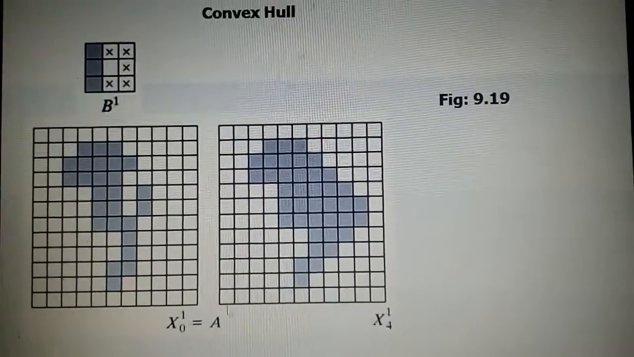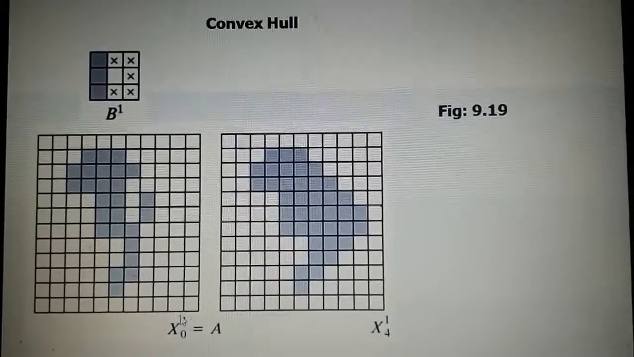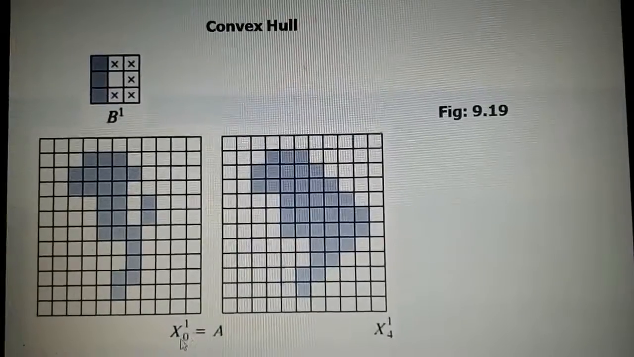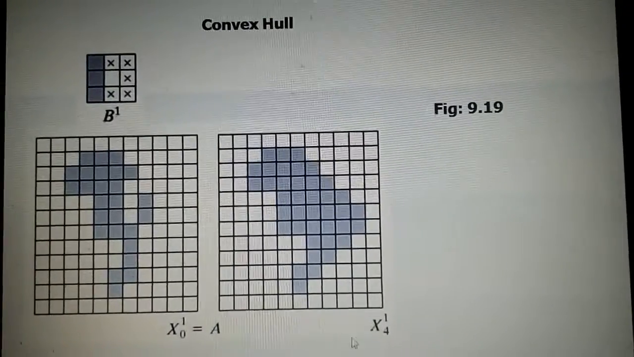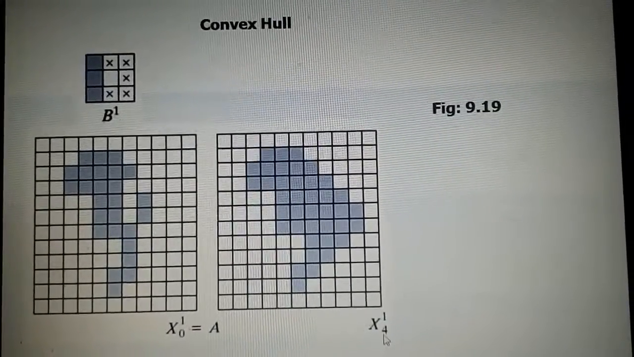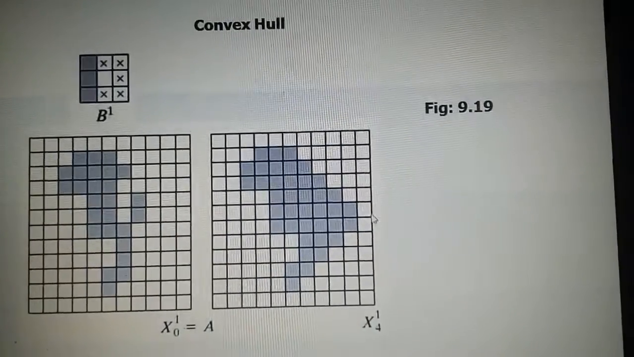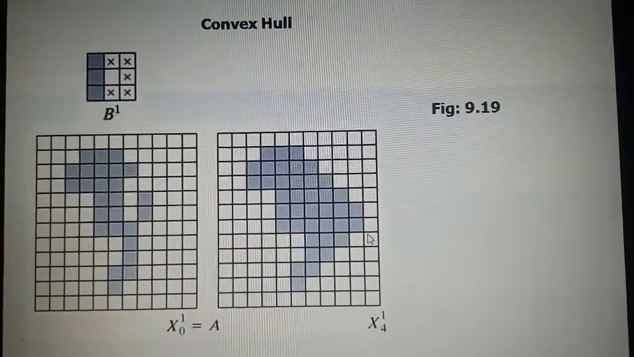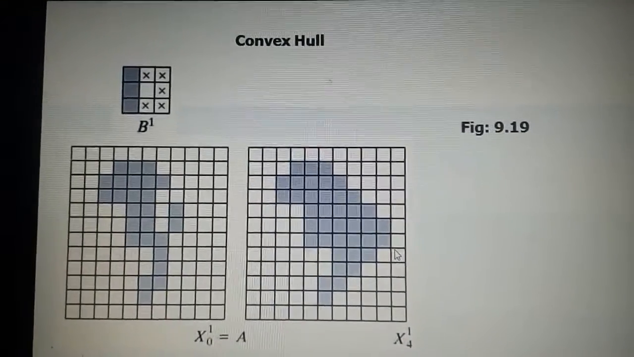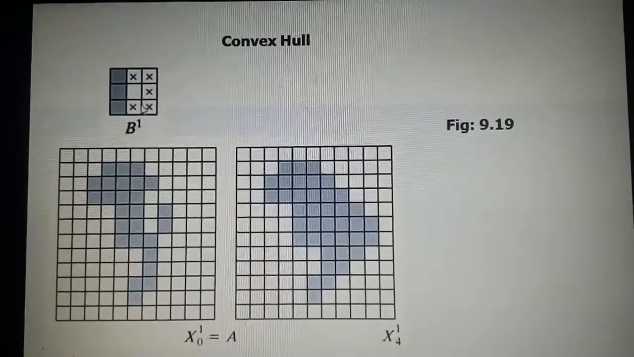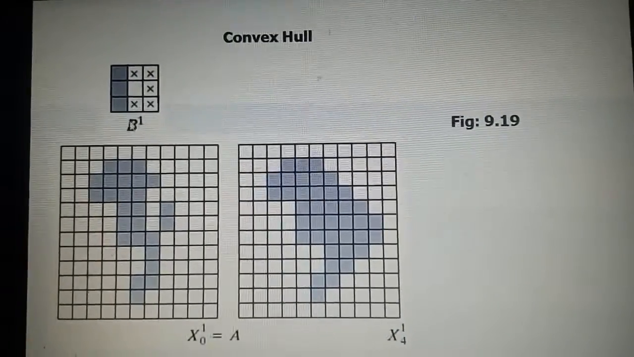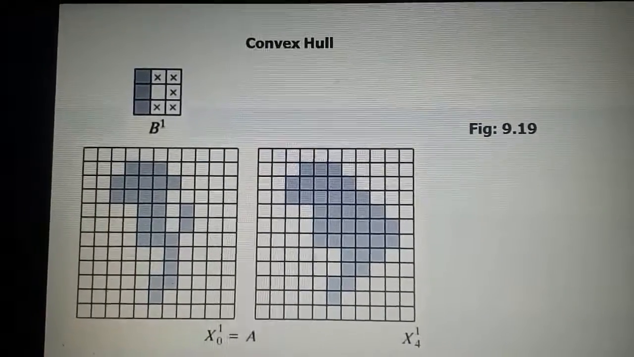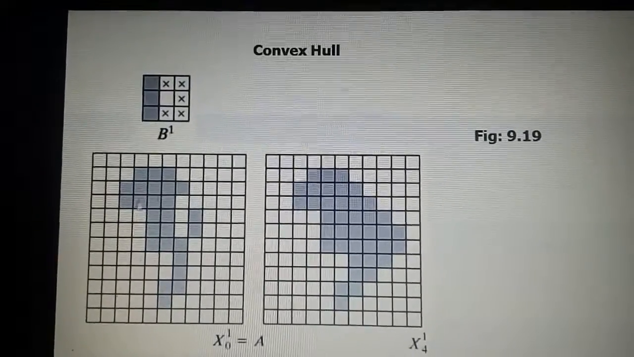So here this is for the first structuring element. We started with the 0th iteration and stopped at the 4th iteration. No more matches could be found after this stage. So therefore this is one set of results we've got for this particular structuring element. Next we will consider the second type of structuring element for the same set A.